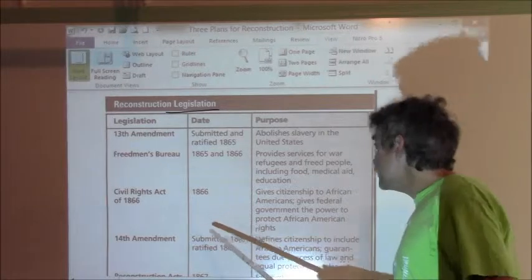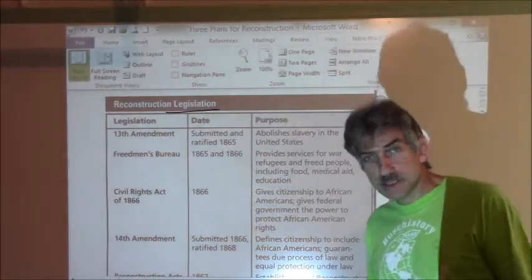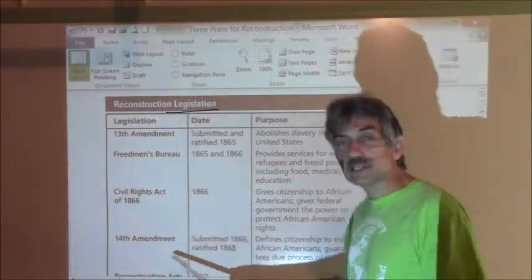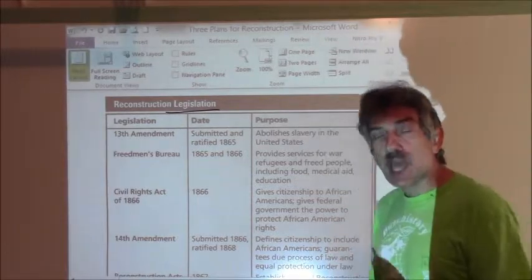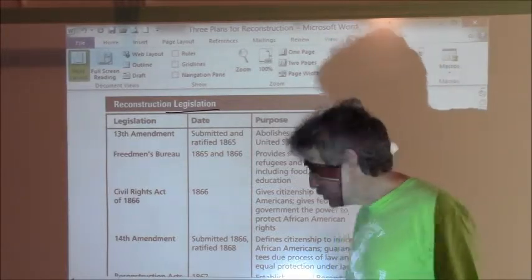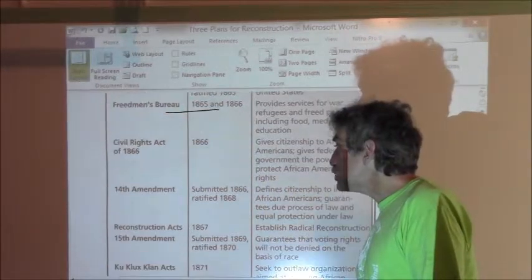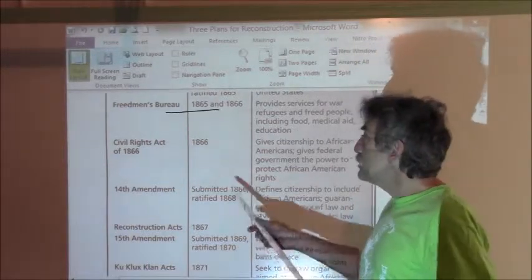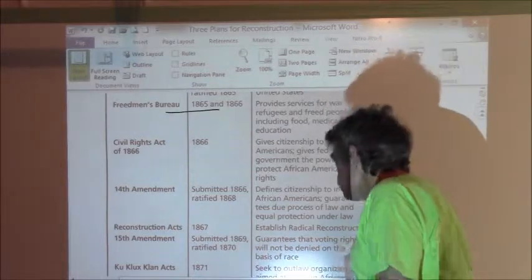The Civil Rights Act of 1866 gives citizenship to African Americans. This is before the 14th Amendment. You need the Civil Rights Act to get to the 14th Amendment, because an act can be declared unconstitutional. So how do you make sure it's not declared unconstitutional? You get the act turned into an amendment, which is essentially what the 14th Amendment is. The 14th Amendment is really the Civil Rights Act now adopted into the Constitution.